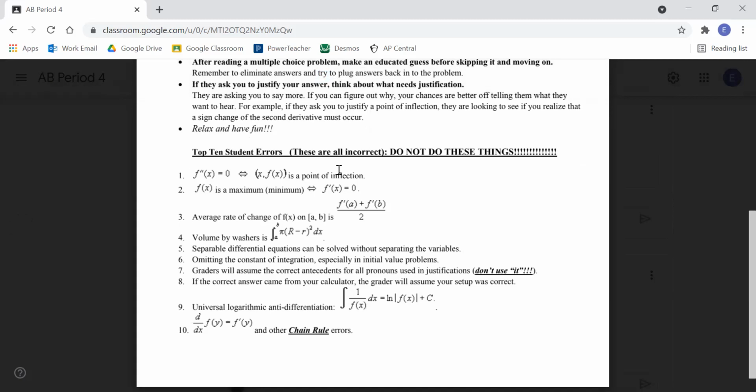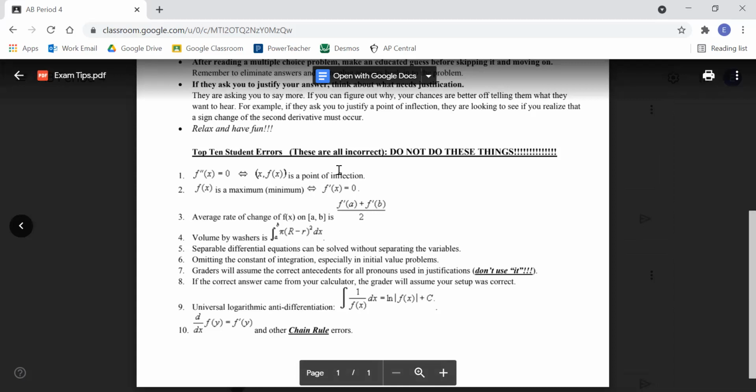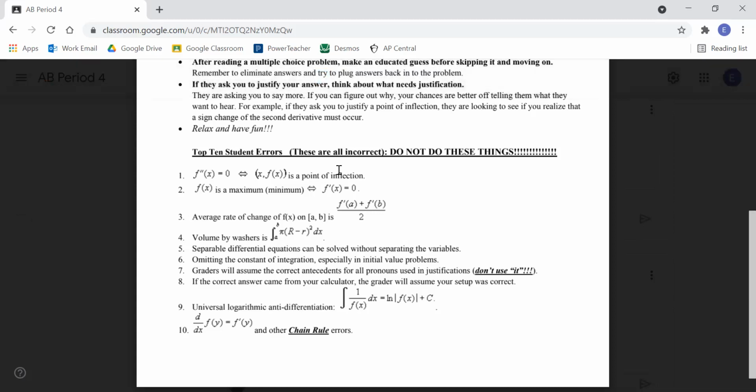You have to show using a sign chart, or for the max or min using the second derivative test, that the sign of that first or second derivative changed to give you that point of inflection or the max or min. And also don't forget that you can check when the first and the second derivative are undefined for maxes and mins and for points of inflection. Okay, so that's important too.